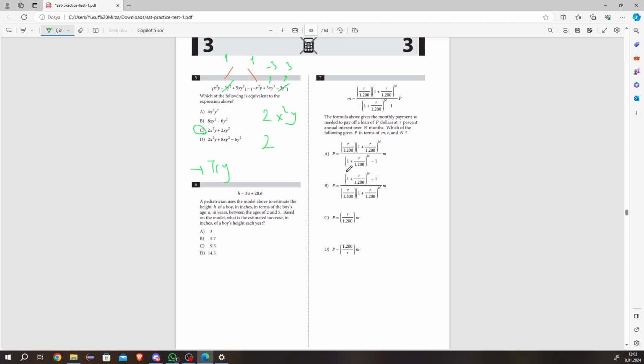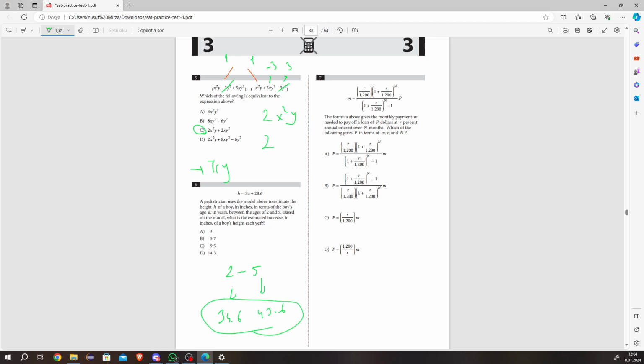Prediction using a model of a boy's height in inches, in terms of the boy's age a in years. What does this mean, the increase in inches of the boy's height each year between certain ages? Let's put in an a. What's the height of the boy? Let's see. 2.5, 2.2, if we cross them it is 6, and simply do the math.